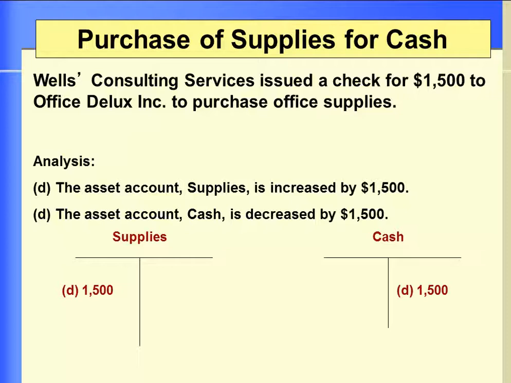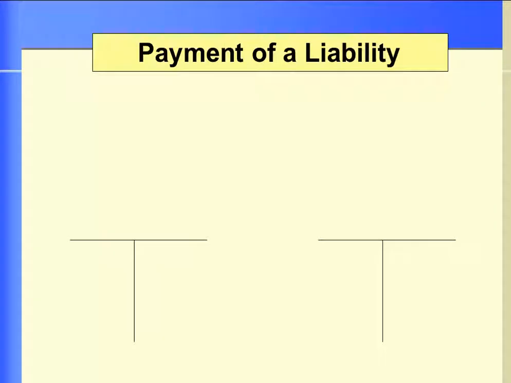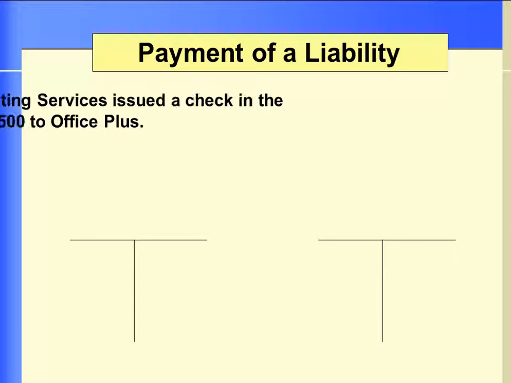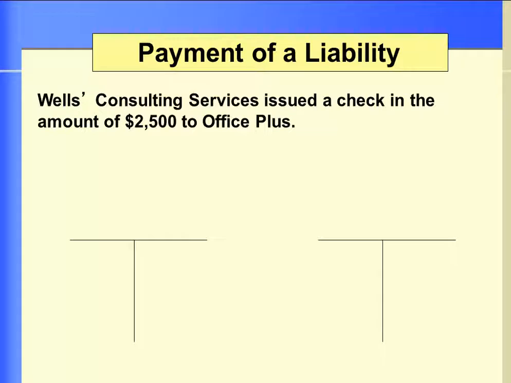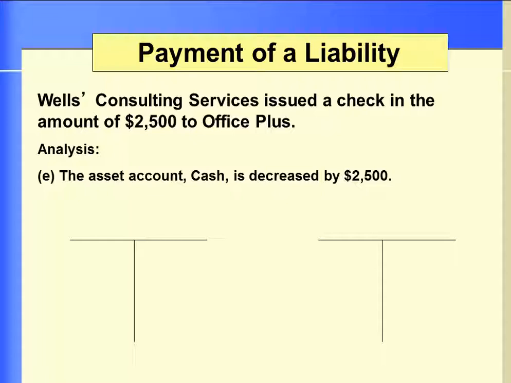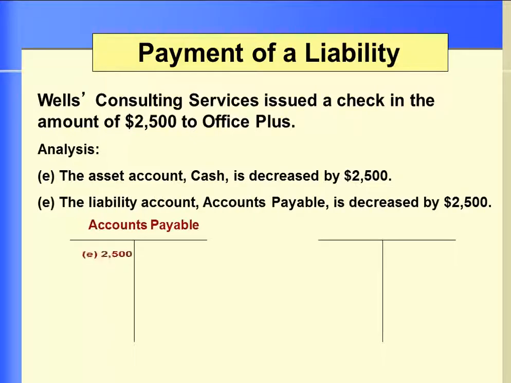Both asset accounts. So we're going to pay a liability. So the liability will already have a credit balance, and what we're going to do is wind up reducing that, which is a good thing. So we'll see this journal entry here where we're going to be debiting accounts payable and crediting cash for $2,500. So the asset cash is decreased and accounts payable is decreased.